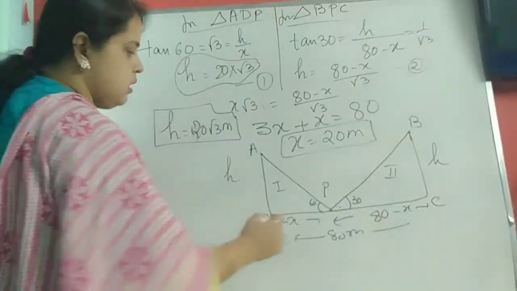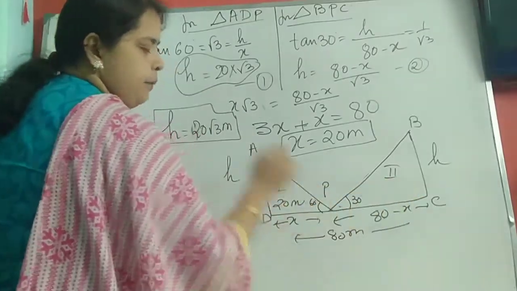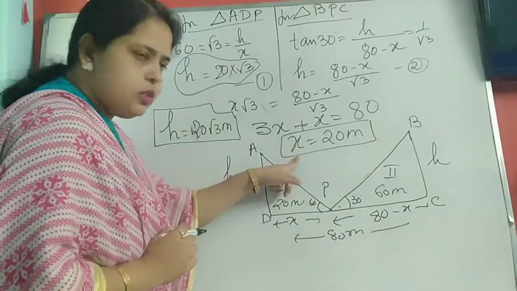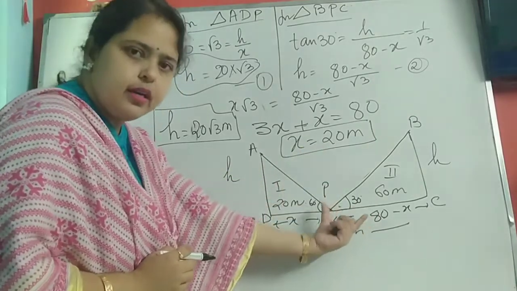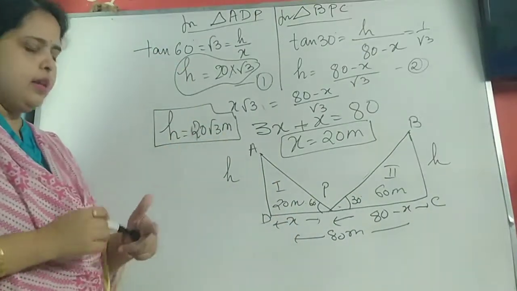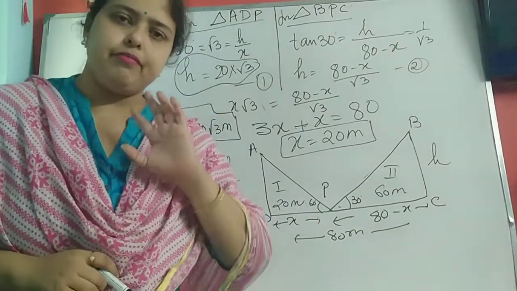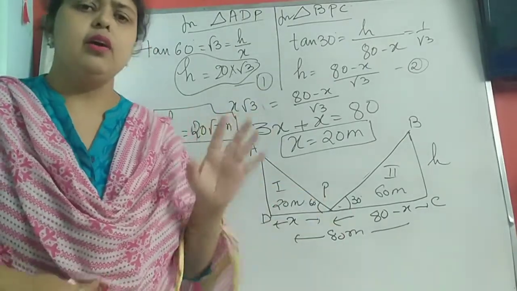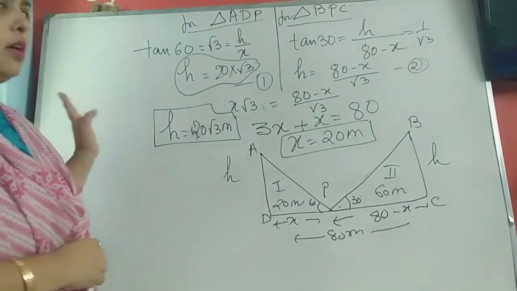And you are going to write the last answer, that is DP here is 20 meter and your PC here is 60 meter. This is 20 and this is 60, and you can use any part of the triangle, substitute this x and you can get the height of the pole. So in the last conclusion you must write nicely that, in the beginning we have to write let the height of the pole be h meter, and at the last we have to write this. Okay, so this was my second problem.